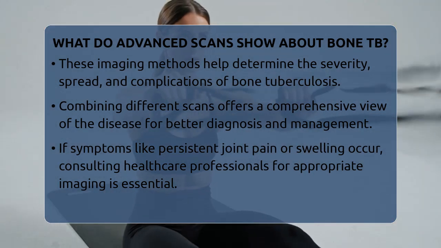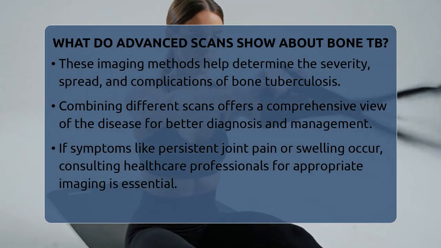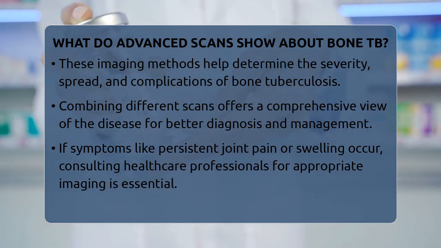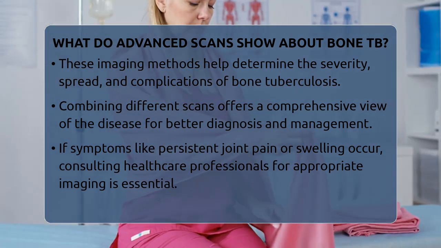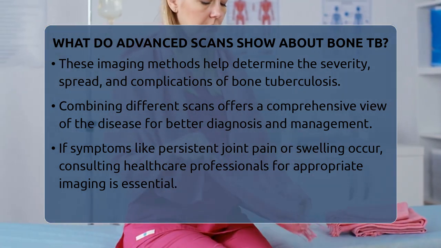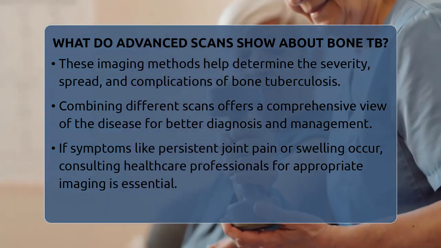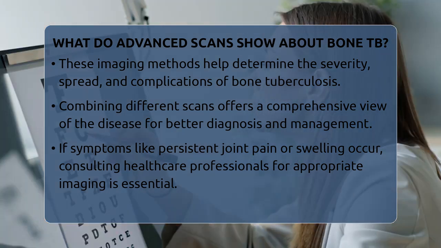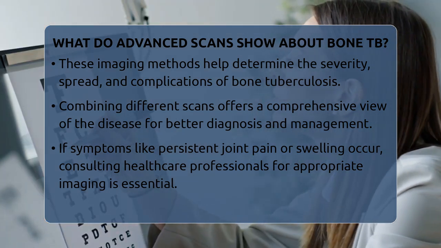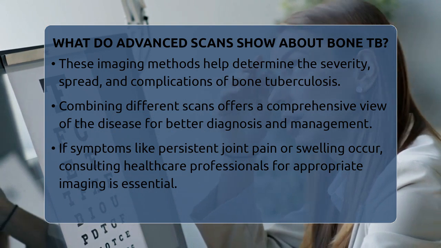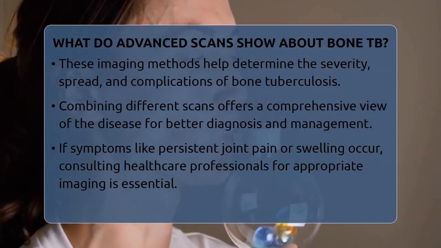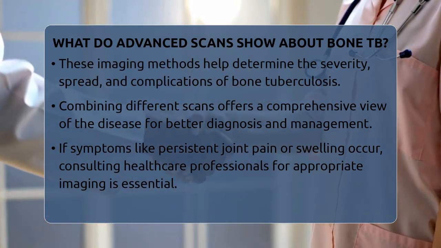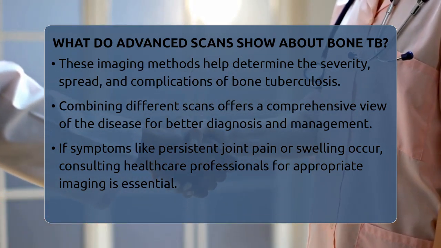All these advanced scans play a vital role in diagnosing bone tuberculosis. They help doctors see how much damage has occurred, whether the infection is spreading, and if there are any complications like abscesses or joint destruction. This detailed information guides treatment decisions and helps monitor progress over time. While MRI is the most comprehensive for soft tissue and bone detail, combining different imaging methods can give a full picture of the disease.